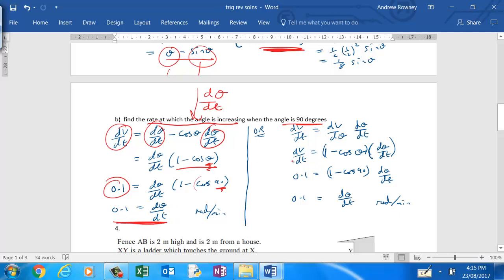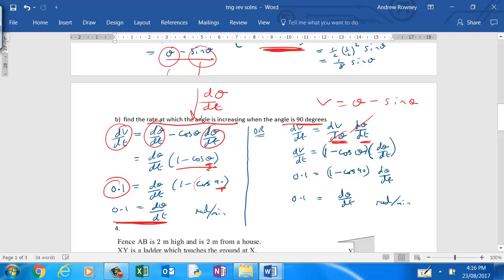The other way of doing it, you could use the chain rule and say dV by dt is dV by d theta times d theta by dt, because V is a function of theta. So to do the derivative with respect to time, first of all we do it with respect to theta, and then we do theta with respect to time. You can see they cancel out, it's really dV by dt.